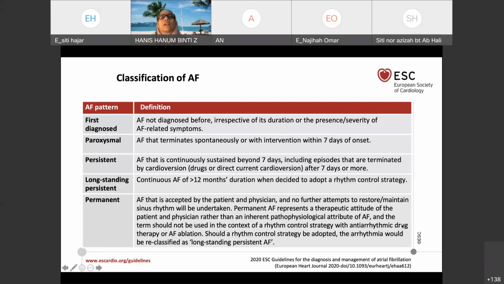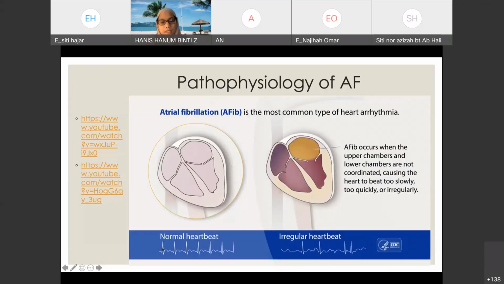When I say restore, maintain sinus rhythm, you see here is a sinus rhythm. When your heartbeat is in a normal fashion, we call it a sinus rhythm. Okay, you can see a distinct PQRST wave. Okay, this is what happens in AF. You have this irregular heartbeat. So if you go to the hospital and the doctors can see this pattern of your ECG, that means you have AF.